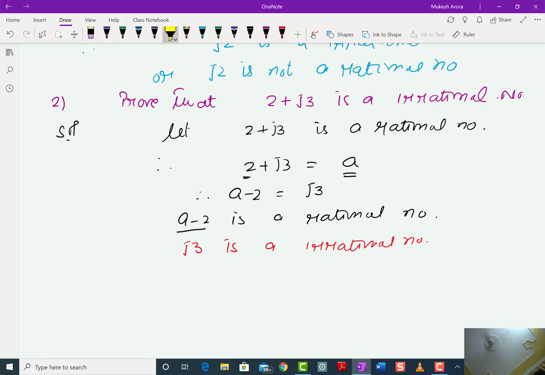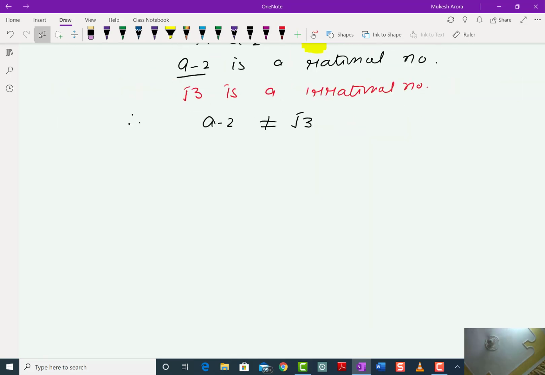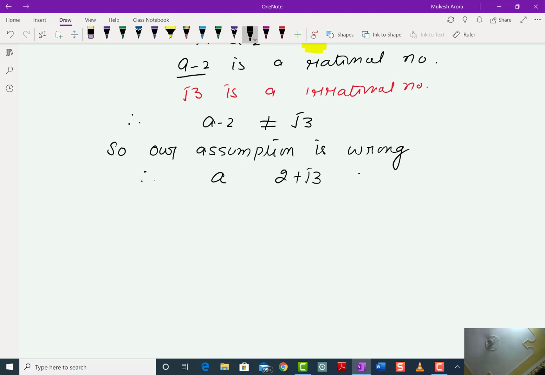But if we get a 3 marks question, then you have to prove under root 3 is an irrational number separately. In every paper, you have to prove under root 3 is an irrational number. Otherwise, if you get 1 or 2 marks, then this procedure you have to adopt. Therefore, a minus 2 cannot be equal to under root 3. A rational number cannot be equal to an irrational number. So our assumption is wrong. Therefore, 2 plus under root 3 is an irrational number.